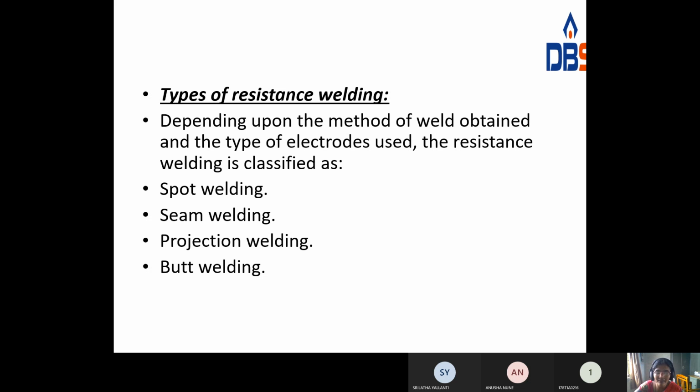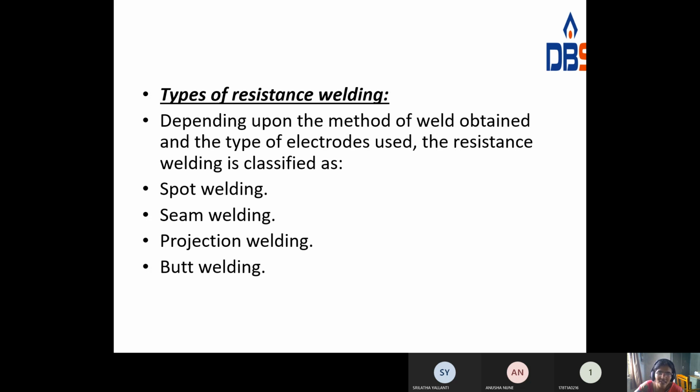So, depending upon the method of welding, that means which method you have to use for the welding, and the type of electrodes used. The resistance welding is classified as spot welding, seam welding, projection welding, and butt welding.